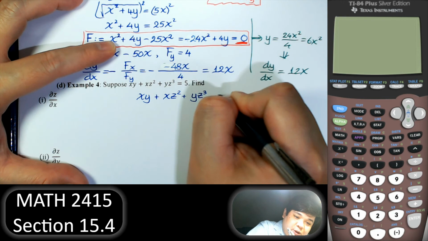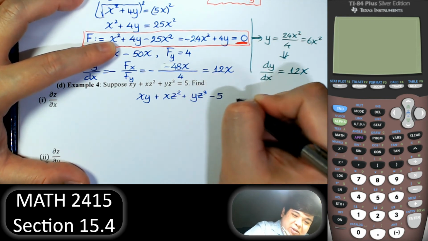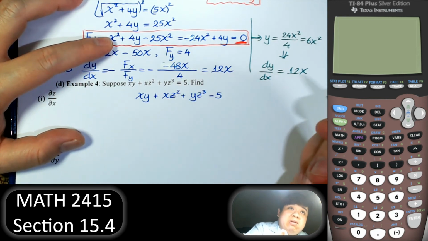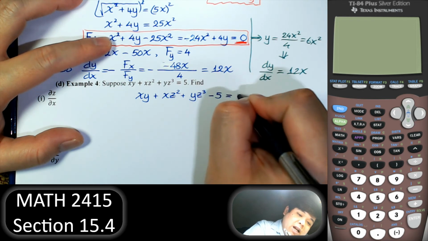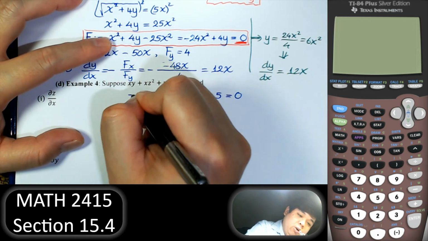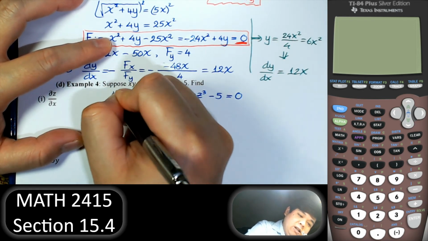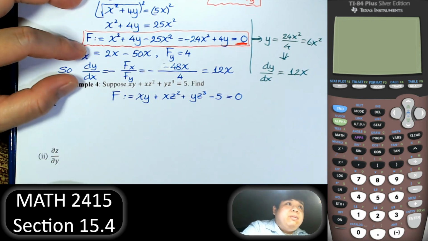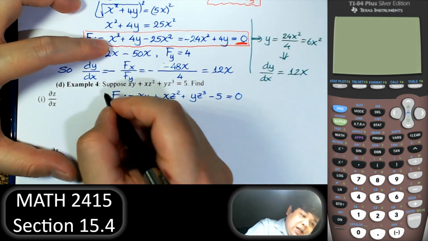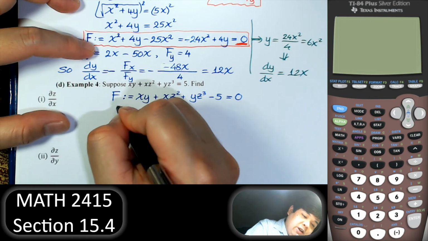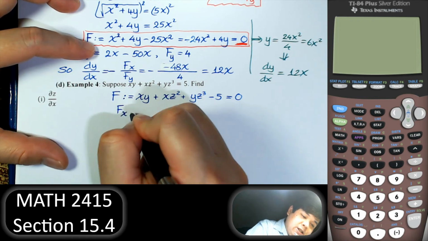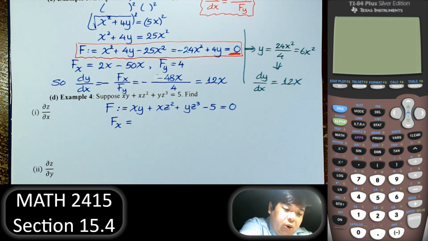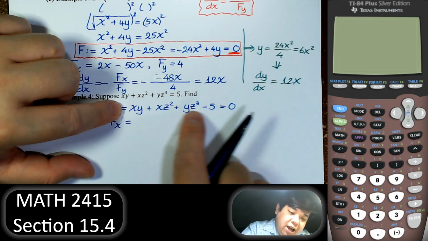Let's move the 5 to the other side. We could just keep it if we want to, because the derivative of 5 is 0. But we make that equal to 0, and we're going to make the left hand side equal to f. Here we have z and x, so let's find the derivative with respect to x.